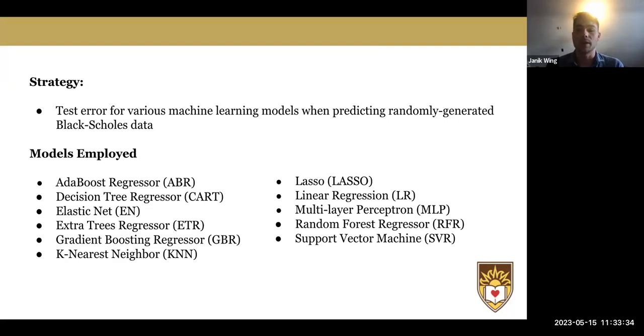So we employed about 11 different machine learning models. Anything from extra trees regressors, lasso, MLP, which is an artificial neural network, and much more. Some of these models are going to be linear, and some of them are a little bit more advanced than that. So we'll get into the intricacies between what worked and why.